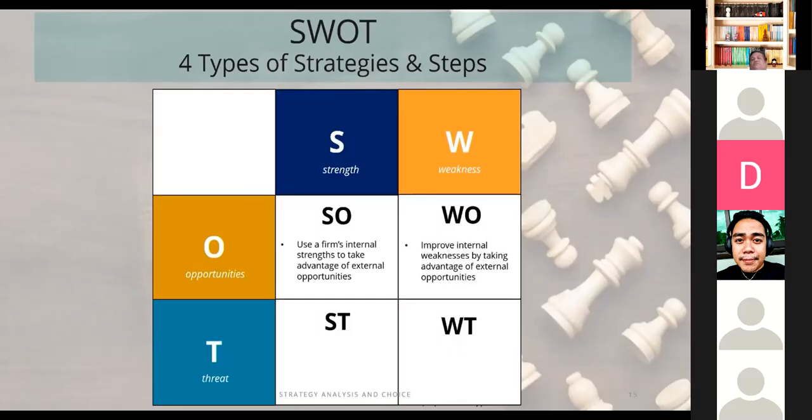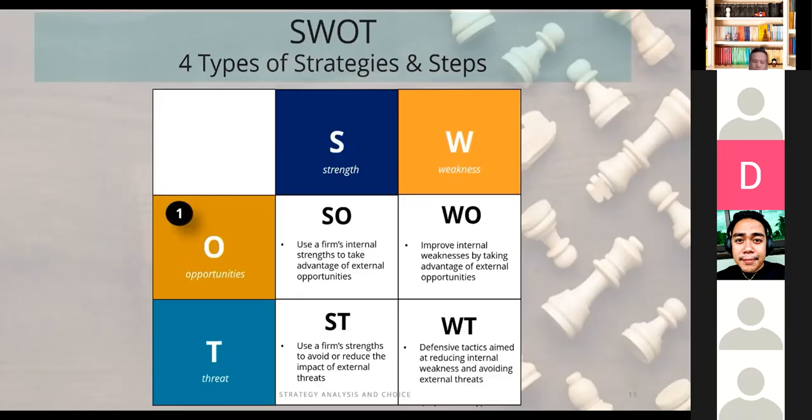WO is a strategy aiming at improving internal weaknesses by taking advantage of external opportunities. Sometimes key external opportunities exist, but the firm has internal weaknesses that prevent it from exploiting those opportunities. ST strategies use a firm's strengths to avoid or reduce the impact of external threats. And WT strategies are defensive tactics directed at reducing internal weaknesses and avoiding external threats.